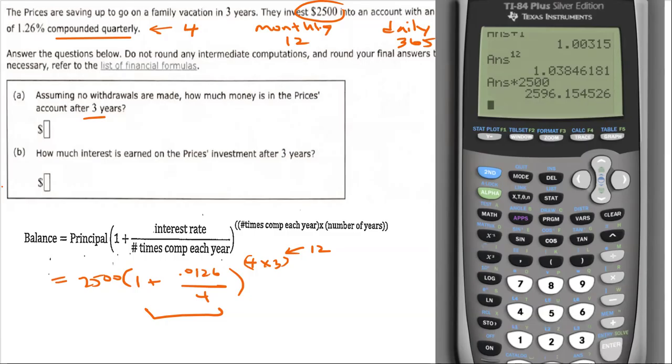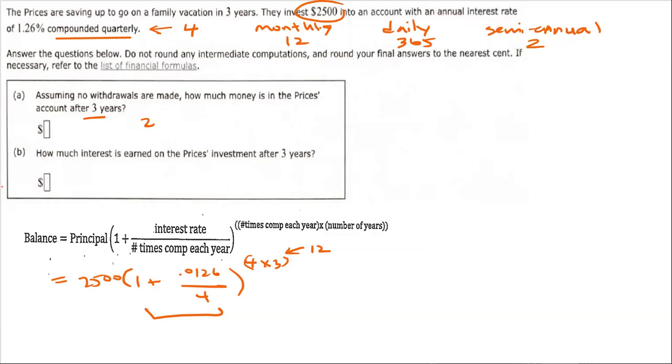So let's write that down. 25.96 and 15 cents. Okay. How much interest is earned on the prices investment after 3 years? Well, we can just take that 25.96 and 15 cents and then subtract it by the $2,500 that was started when the prices were investing. So subtract this by 2,500.